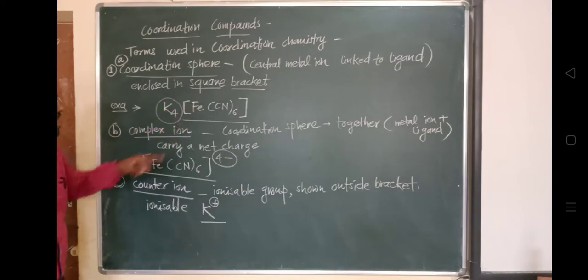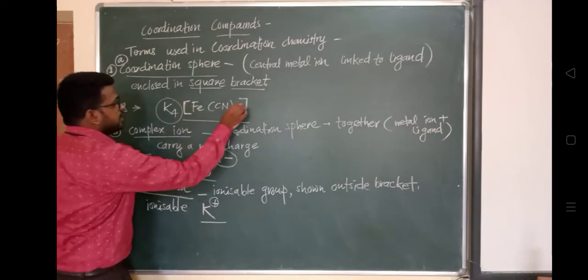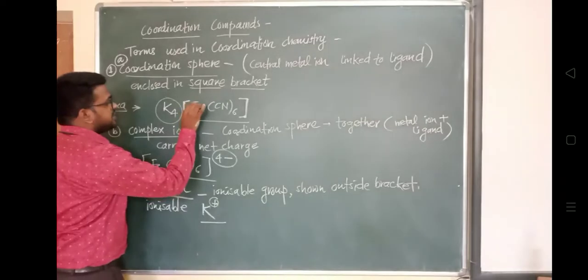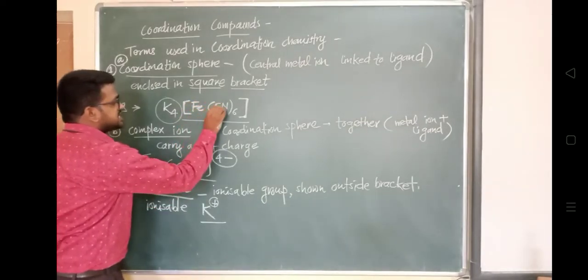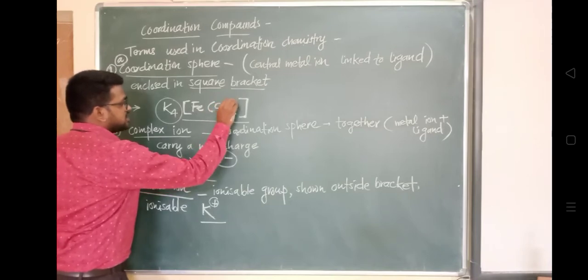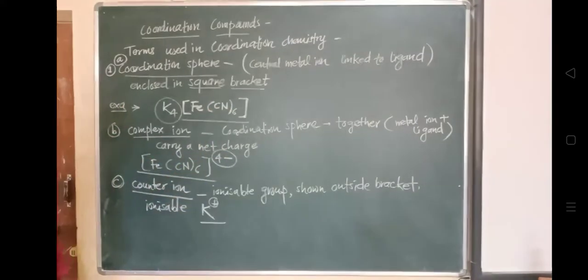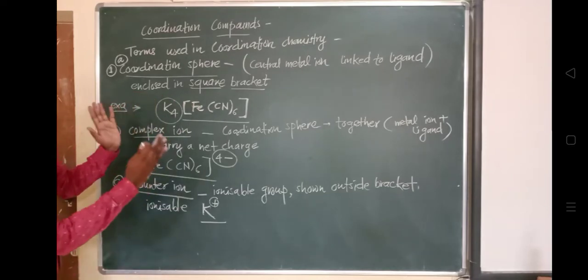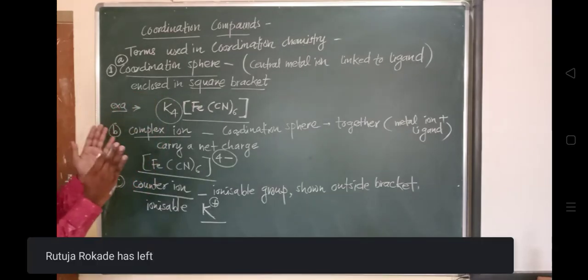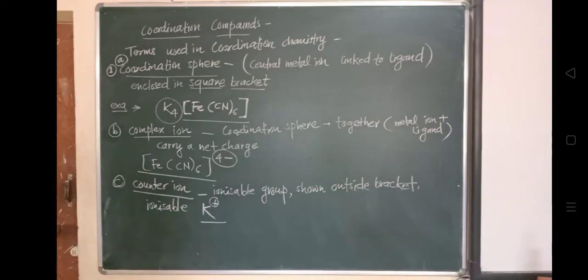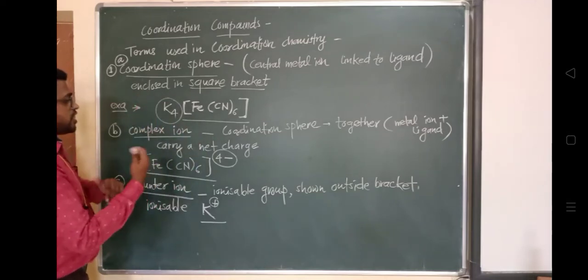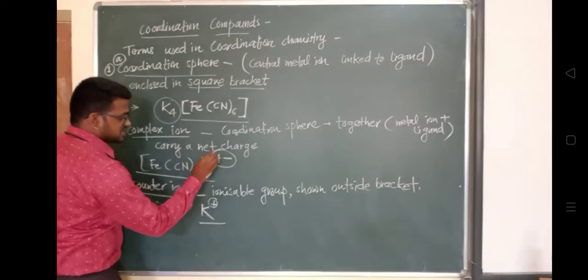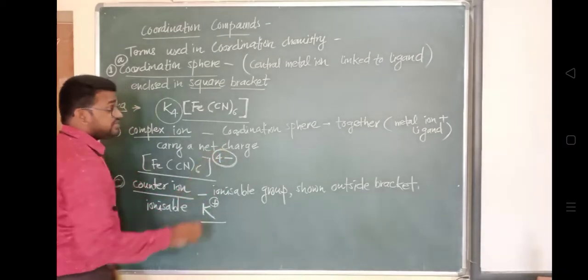And this coordination sphere, when it is represented along with a net charge like this, इसके ऊपर जो भी net charge है, net charge together with this metal ion and ligand, this will represent a complex ion. And the third one, the remaining part which is ionizable, that will be termed as a counter ion. So the ionizable group which is shown outside the bracket is called a counter ion.